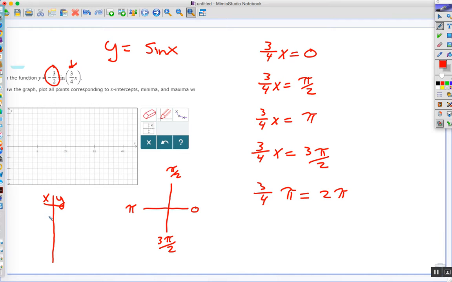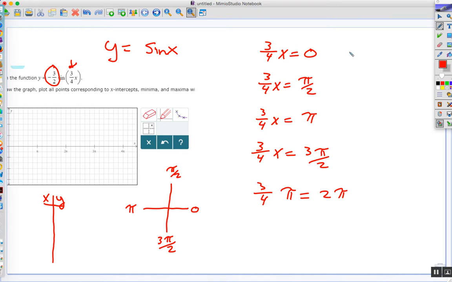I know normally when we use t-charts, we just kind of arbitrarily decide on values of x, plug them in, solve for corresponding values of y, and plot our points. But it's not quite as straightforward with sine and cosine graphs. So you want to be pretty intentional about the x coordinates that you plug in.